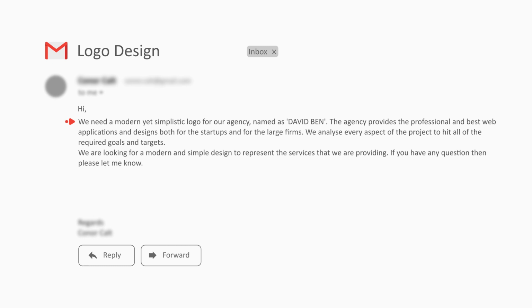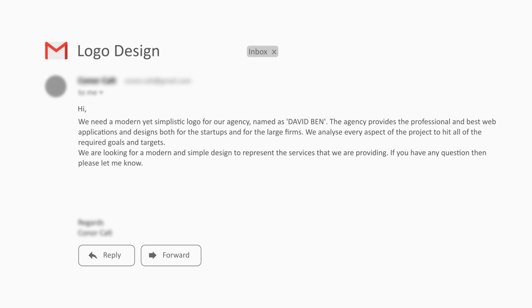The agency provides professional and the best web applications and designs, both for startups and for large firms. We analyze every aspect of the project to hit all of the required goals and targets. We are looking for a modern and simple design to represent the services that we are providing.